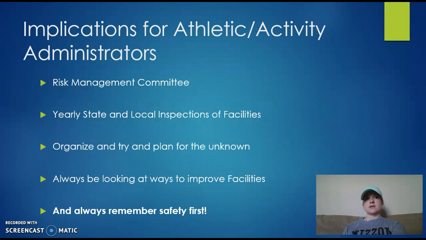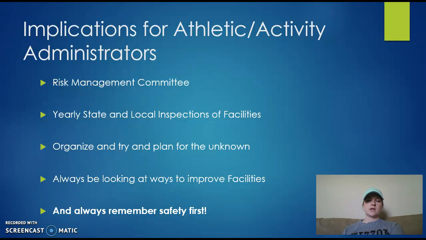So after reading this case, some implications for athletic or activity administrators: it's really important to have a risk management committee, whether that's with other athletic administrators, school board officials, state officials, or local officials. Having a committee when cases like this happen can debrief and assess the situation: how can we make improvements, what can we look at to make our facility safer? It's also important to have yearly state and local inspections of facilities, and not only to make sure that these are being done, but also documented, to make sure that the facility is being inspected yearly.